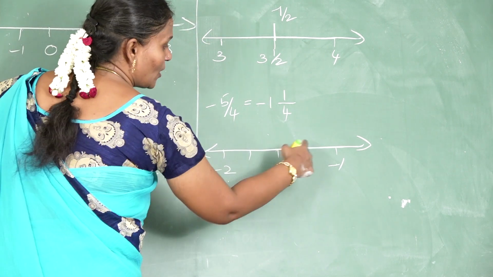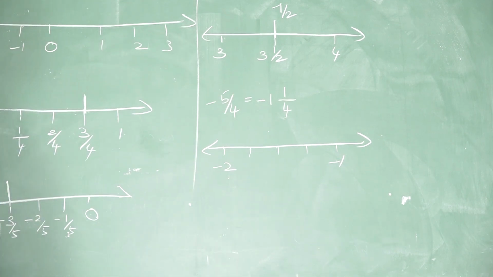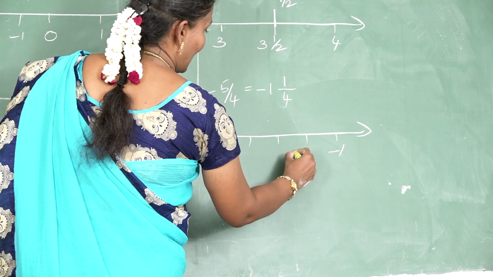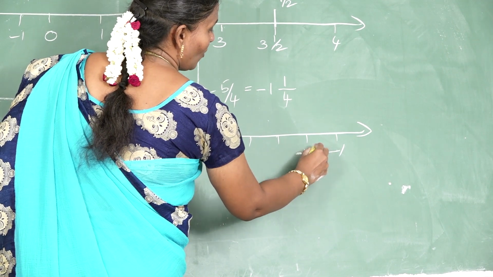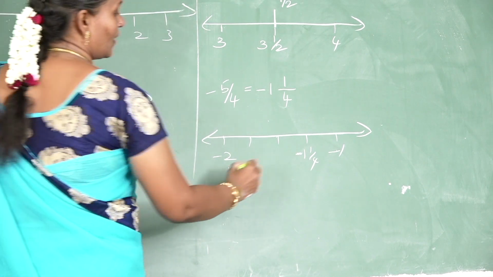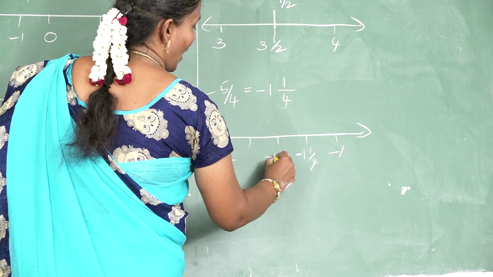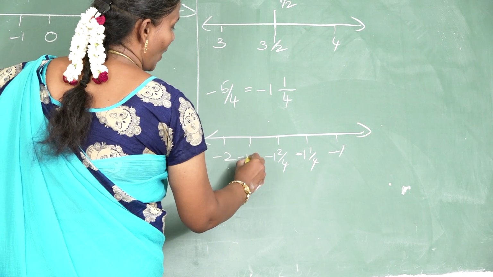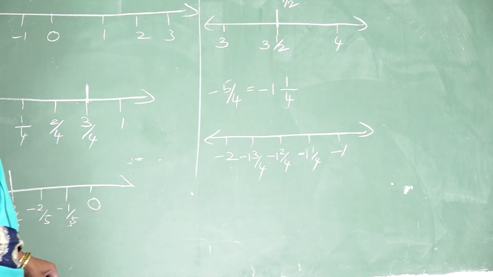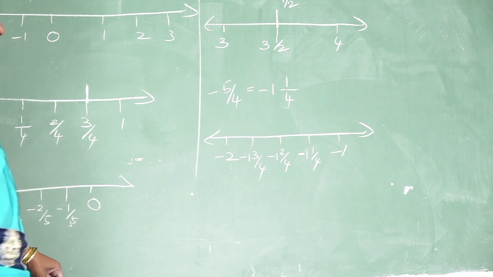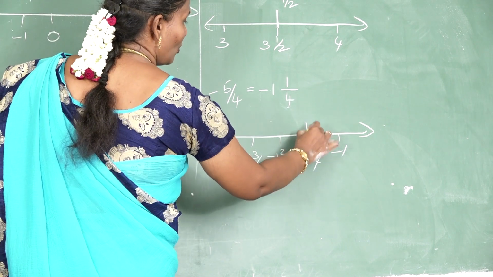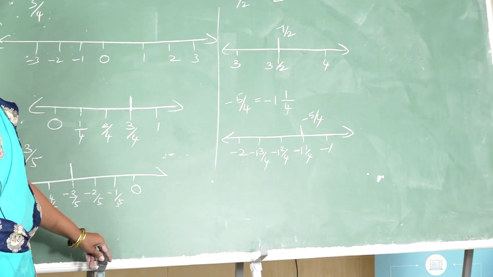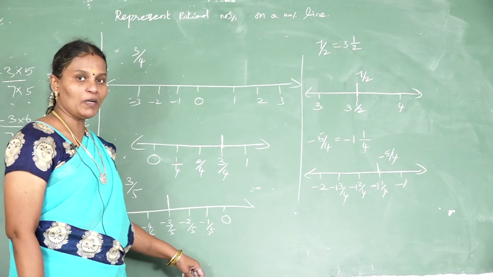See, count that: 1, 2, 3, 4. 4 equal parts. Okay? So now see, the first one indicates minus 1 by 4. The second one indicates minus 2 by 4. The third one indicates minus 3 by 4. Now see, where is your minus 1 by 4? Yes, here. So this is minus 5 by 4. Understand? Now you know how to represent rational numbers on your number line?